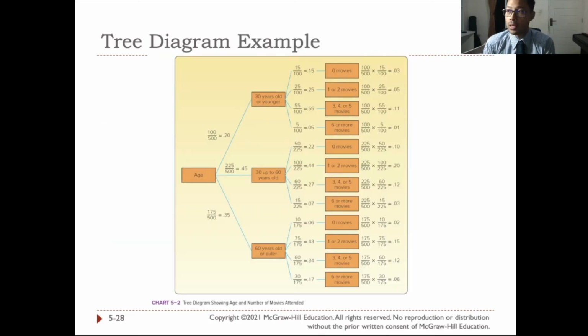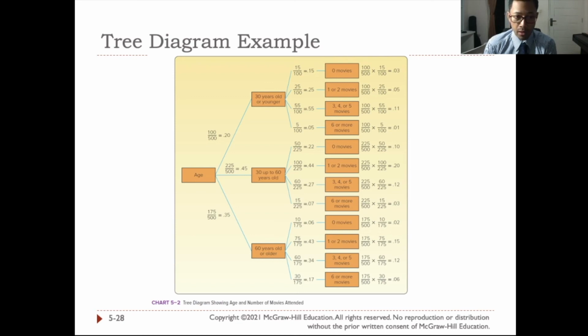So basically you have 3 different age groups: 30 years or younger, 30 up to 60 years old, and 60 years old and older. For each age group, you're going to find the number of movies. For example, what is the probability that an individual between the age of 30 and 60 watched 1 or 2 movies? Basically it's going to be 225 divided by 500.